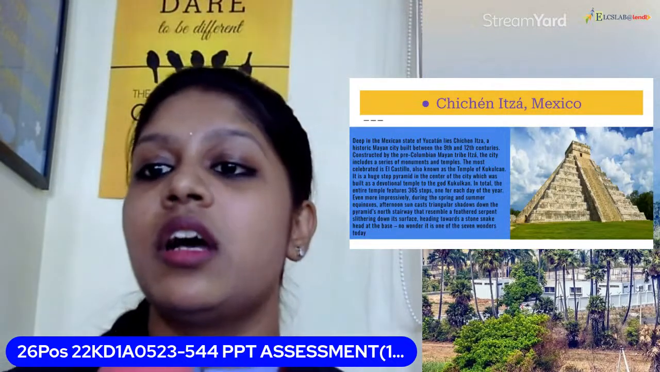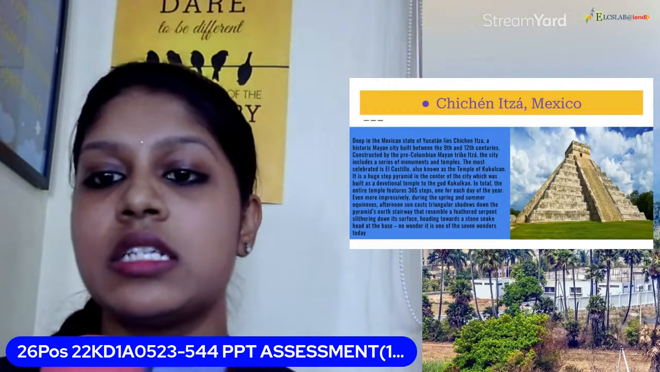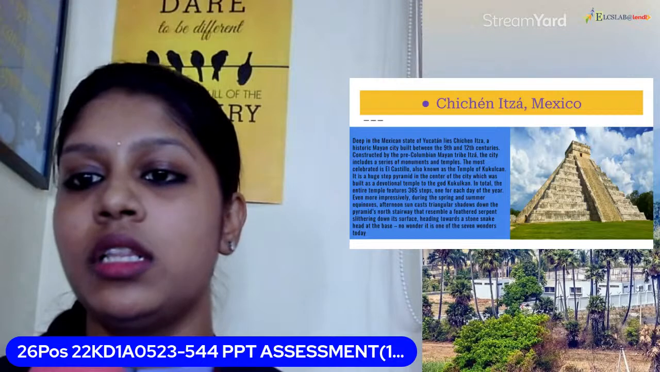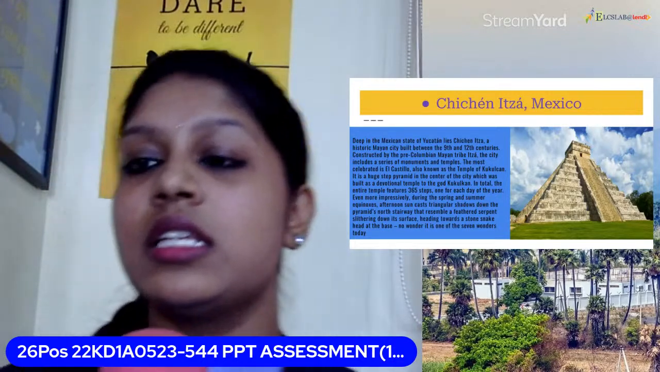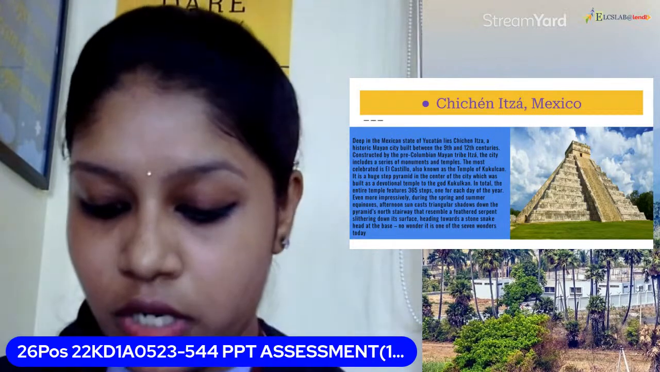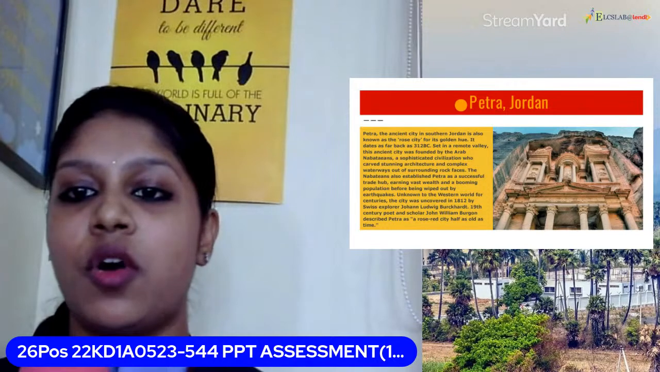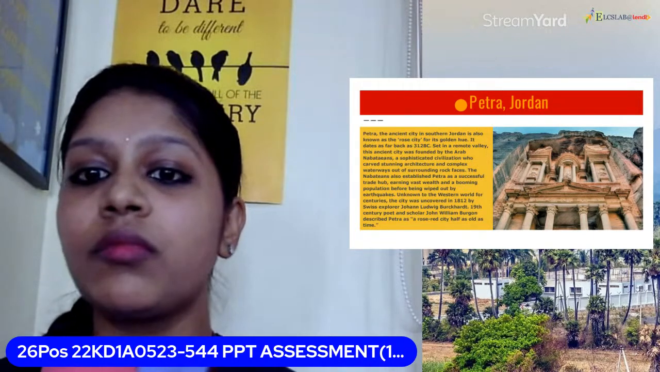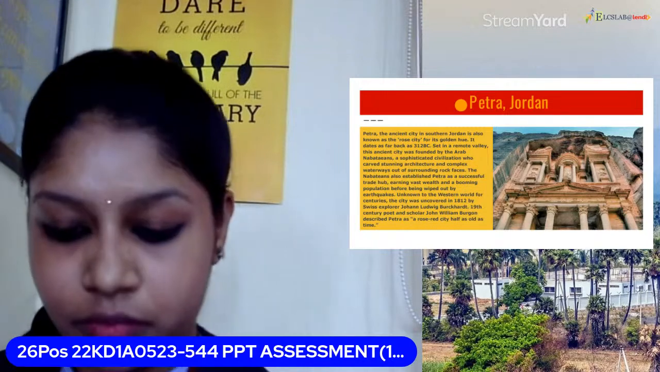And Chichen Itza, it is in Mexico. In the Mexican state of Yucatan lies Chichen Itza, a historical Mayan city built between the 9th and 12th centuries. So they added Chichen Itza as one of the seven wonders of the world. And Petra, it is in Jordan, the ancient city in southern Jordan. It is also known as the Rose City for its golden hue. It dates as far back as 312 BC.